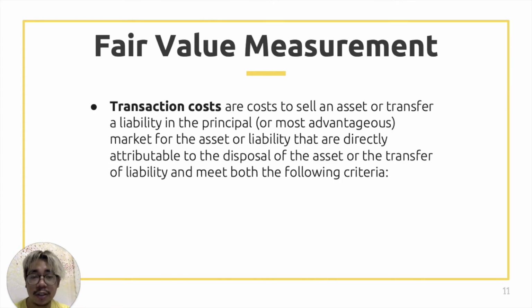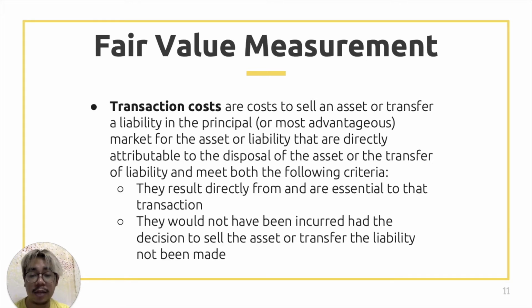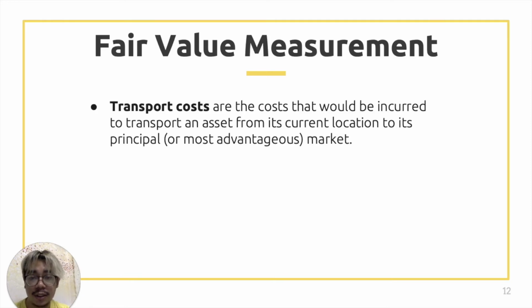Now, transaction costs are costs to sell an asset or transfer a liability that are directly attributable to the disposal of the asset or the transfer of the liability and meet the following criteria. They result directly from and are essential to that transaction, and they would not have been incurred had the decision to sell the asset or transfer the liability not been made. So, importante sila. Kaya they are called transaction costs. On the other hand, transport costs are the costs that would be incurred to transport an asset from its current location to the principal or most advantageous market.